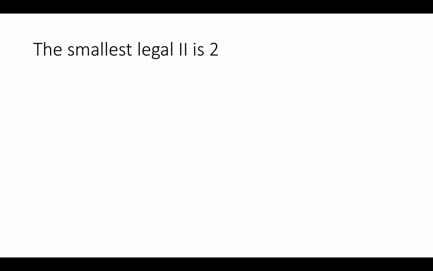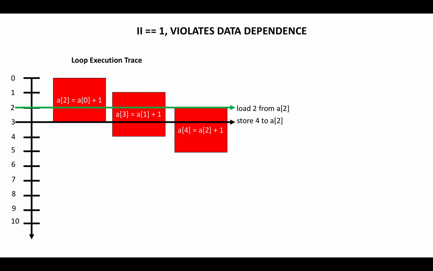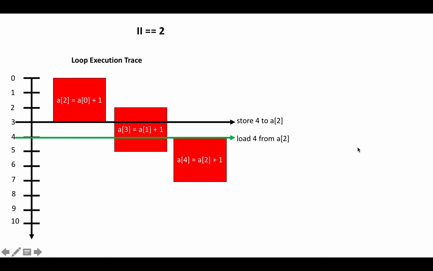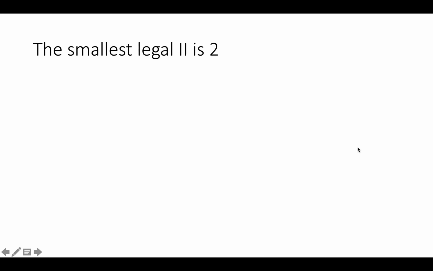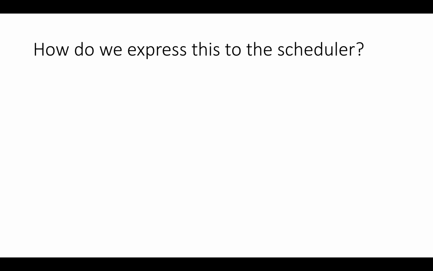So that should make sense intuitively, right? The smallest legal initiation interval is 2 because an initiation interval of 1 violates the store-load order here, and an initiation interval of 2 doesn't. And we want the initiation interval to be as small as possible, so the best initiation interval is 2. So how do we express this to a scheduler that can handle integer linear constraints and that treats scheduling as basically a linear programming problem?